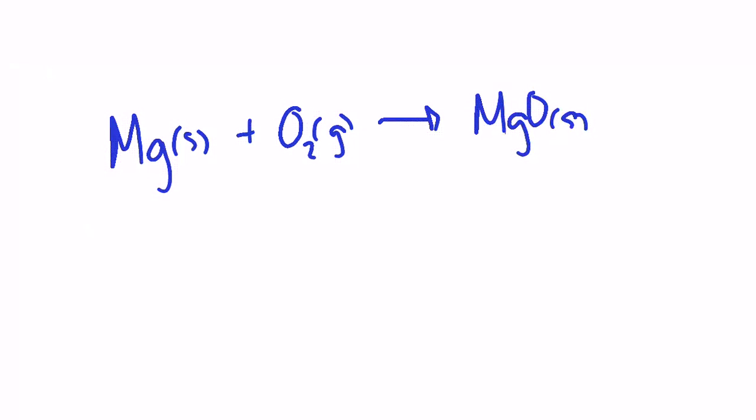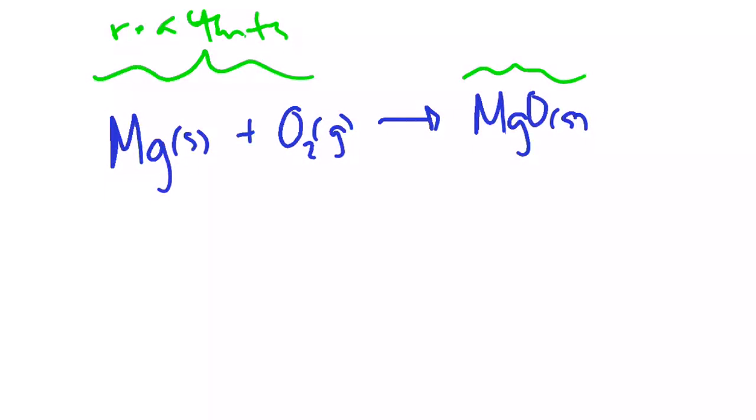So if we have this, the things on the left-hand side, just a couple of conventions, we call these the reactants. We call the things on the right-hand side the products. And then we refer to this arrow as yield. So we read this reaction as magnesium and oxygen yield magnesium oxide. All right, so let's talk about balancing this.